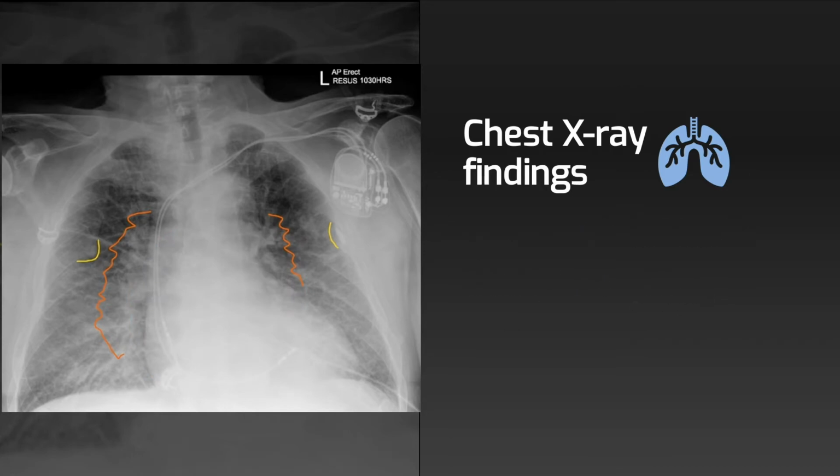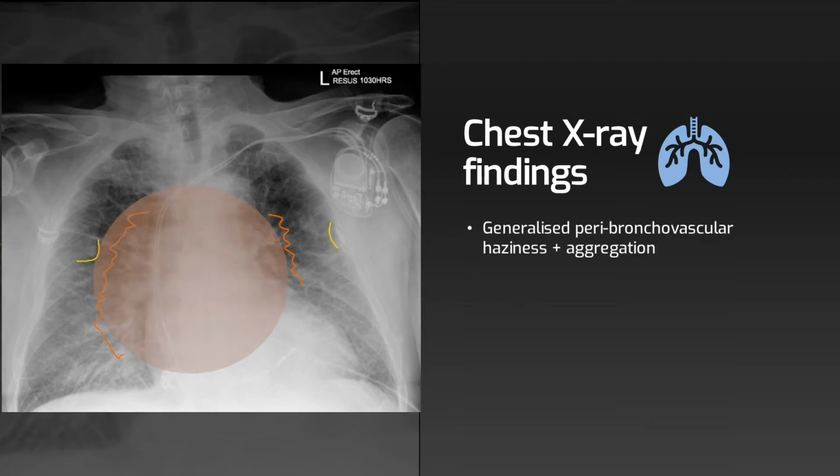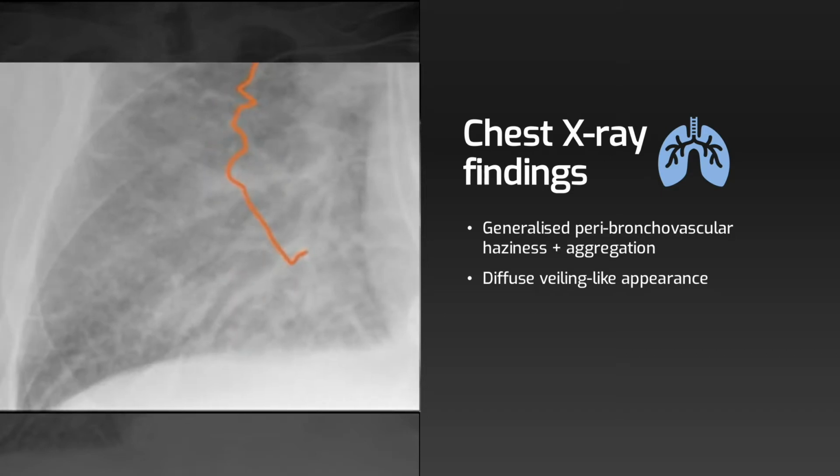This patient has quite typical features of pulmonary edema. First of all, there's generalized peribronchovascular haziness and aggregation, where it is difficult to delineate the bronchovascular structures towards the hilar region. There is also a diffuse veiling-like appearance, as we'll show you what it accounts for on a CT scan later. And there are small parallel lines along the peripheral lung surface, which correspond to Kerley B lines, as seen with interstitial edema.